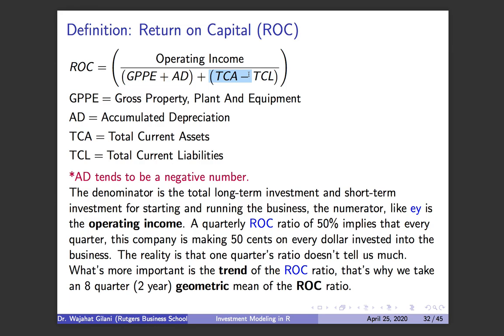All right? The reality is that one quarter ratio won't tell you that much. We'd like to take an average. And what's more important is obviously the trend of the ROC, if it's growing or declining. And this is why we tend to take an 8-quarter or 2-year geometric mean of the ROC ratio, not arithmetic mean, a geometric mean. And I'll talk about geometric mean in a second. Now, why do we take 8 quarters or 2 years? Where did this come from? This is already kind of outdated as I talk about it, because this used to be the standard. But why was this the standard? Because of your business cycles, your recessions and your growth would be in 2-year cycles usually, back in the day. That really no longer exists.